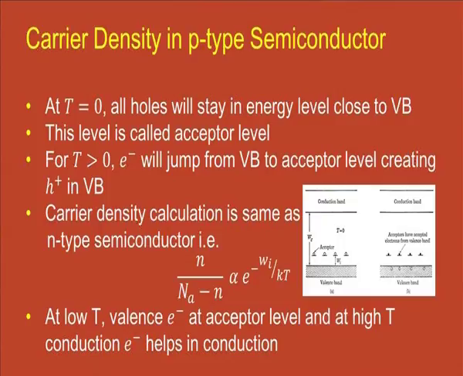So, the carrier density for a p-type semiconductor can also be calculated in the same way that we calculated for an n-type semiconductor. And here also we can show that the number of carriers divided by the total number of unionized ions is proportional to exponential minus omega I by kT. Here omega I is the energy gap between the valence band edge and the acceptor level. So, at low temperature, valence electrons at the acceptor level, and at high temperature conduction electrons help in conduction.